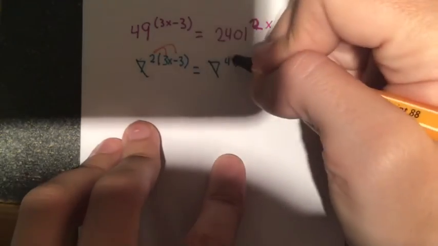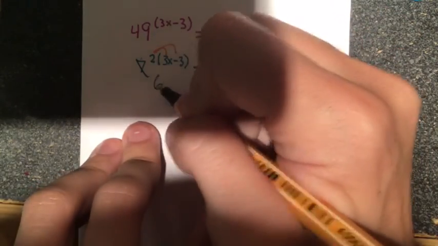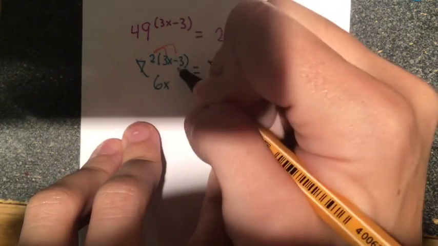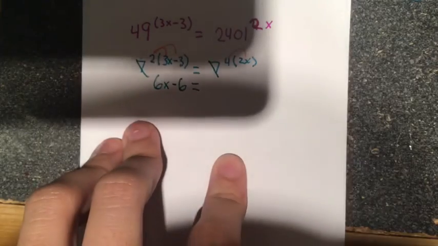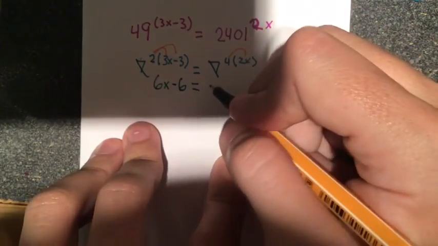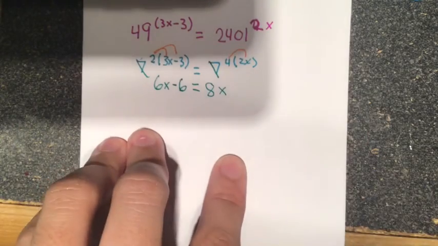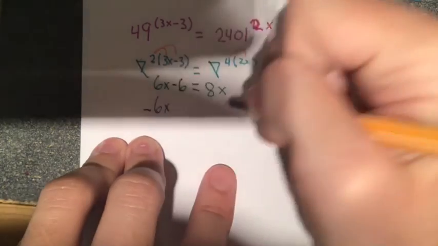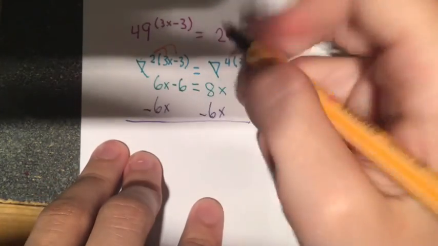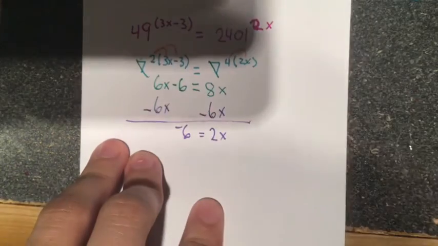I'm left with distributing my 2, distributing my 4. When I distribute my 2 to my 3x, I get 6x. When I distribute my 2 to my -3, I get a -6. When I distribute my 4 to my 2x, I get an 8x. So then now I need to bring my x's over, so I have to subtract x, subtract your 6x, and you're left with 2x is equal to -6.